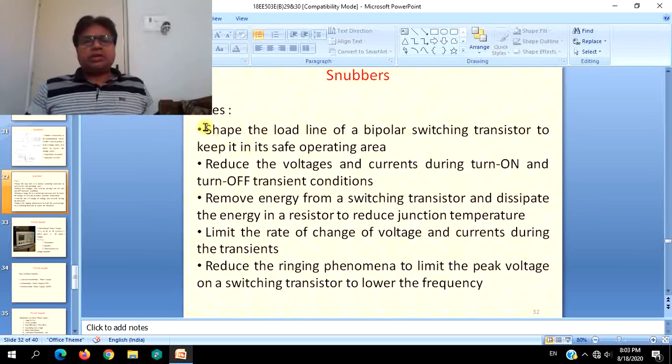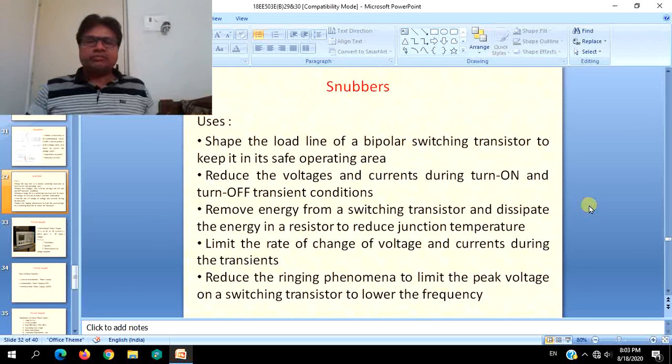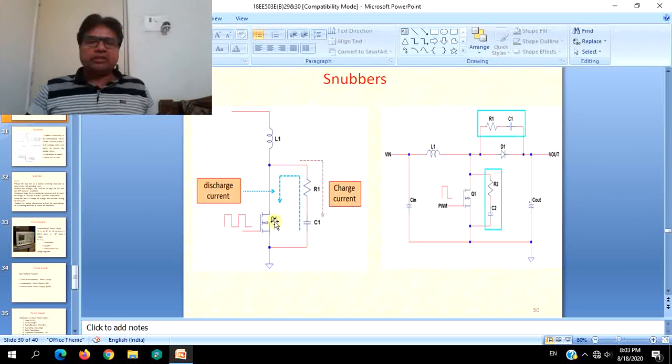Its uses are, it shapes the load line of a bipolar switching transistor to keep it in its safe operating area. It reduces the voltage and currents during turn on and turn off transient conditions. It removes energy from a switching transistor and dissipates the energy in a resistor to reduce junction temperature, as shown in this circuit across connected.